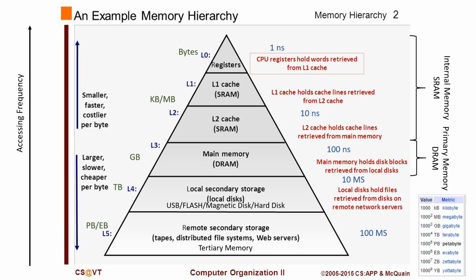The last is tertiary memory. It is used to store large amount of data offline. So generally used for backups, which is not connected to CPU directly. The cost is lowest compared to registers due to access time. The time required to access the data from register is very less, means it is very fast.